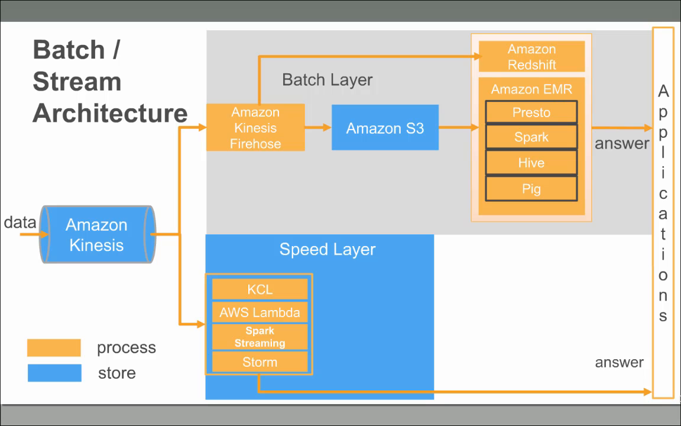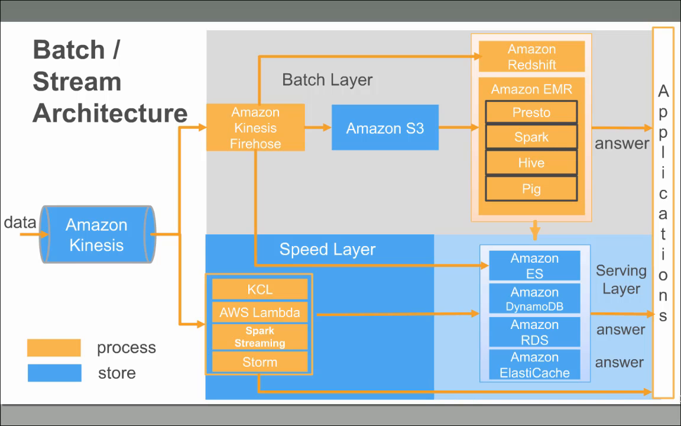Both the speed layer and the batch layer can then tie into a serving layer. This layer is commonly where actual answers are served up to applications and end users. For example, Amazon RDS is a great place to permanently store aggregated data or metrics. Amazon Elasticache is a great caching mechanism that allows you to scale your reporting infrastructure. And of course, Amazon Elasticsearch and DynamoDB are also great data repositories as well.